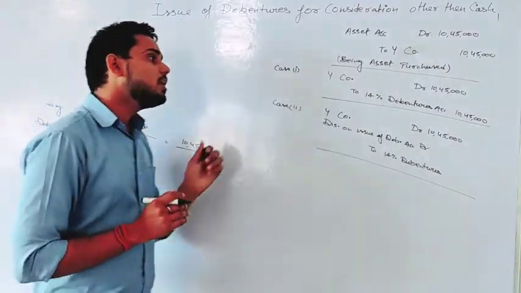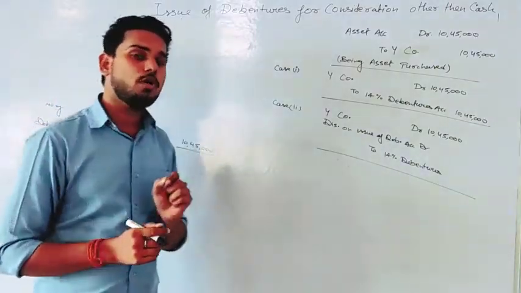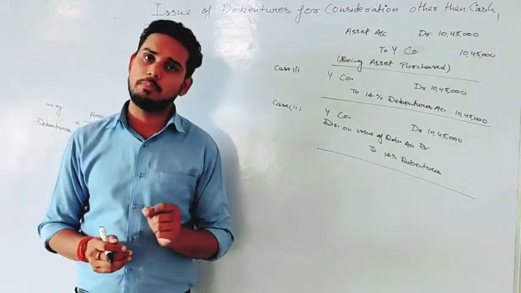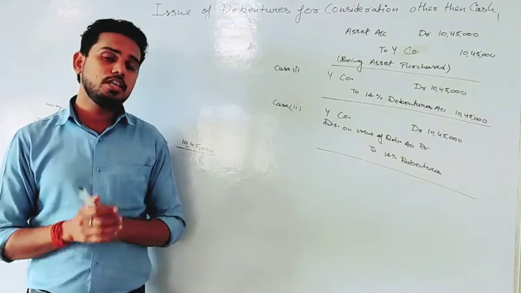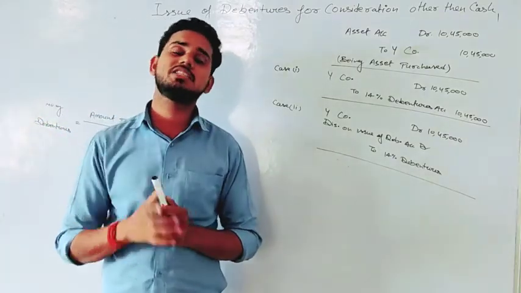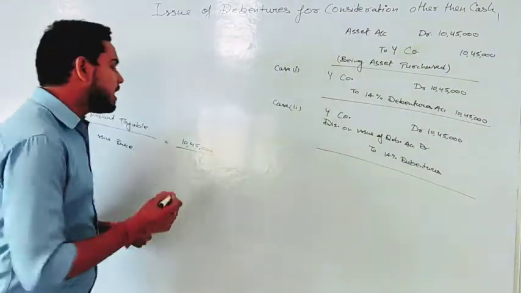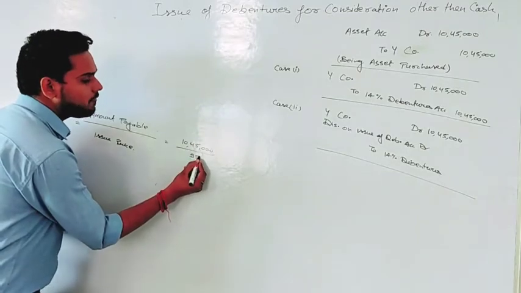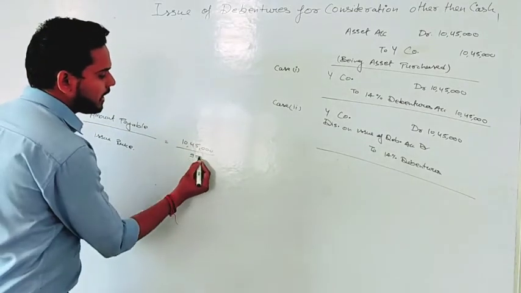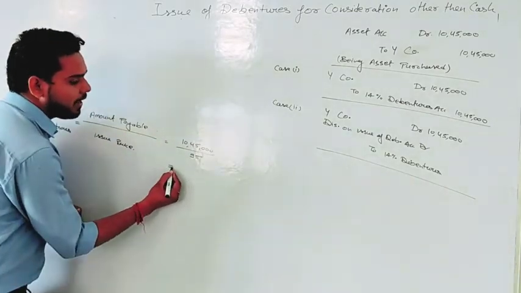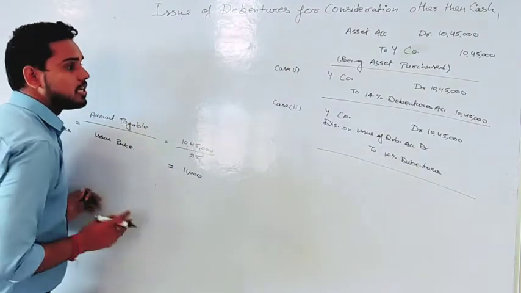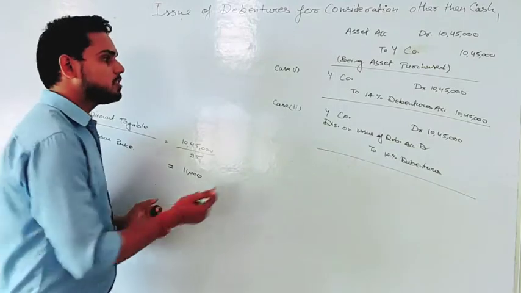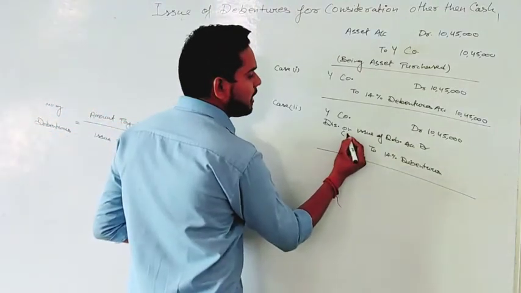Now see one thing, we are issuing a debenture of 100 at a discount of 5%. So 5% of 100 will be 5 rupees. So the issue price will be 100 minus 5 rupees, that means 95. Now we will divide 10,45,000 by 95 and we will get a value of 11,000 debentures.